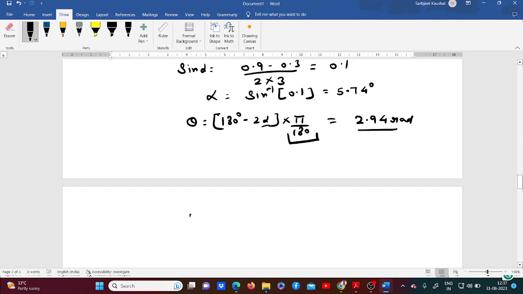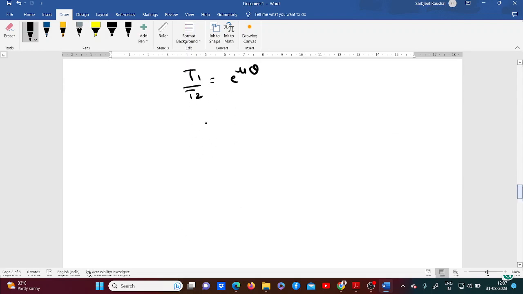Now again we will move back. T1 over T2 is equal to e raised to power mu theta. The value of mu is given as 0.3 and the value of theta is what we have just found out, 2.94. So by solving this equation, T1 over T2 becomes 2.42. So we can write T1 is equal to 2.42 times the value of T2.